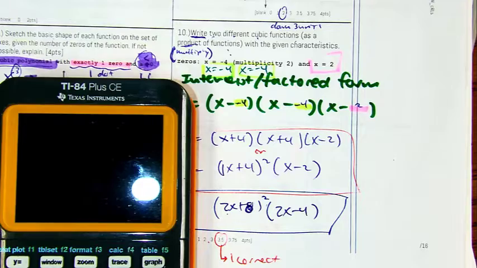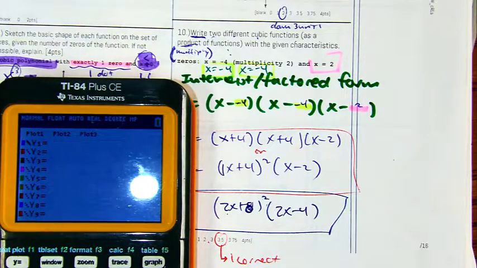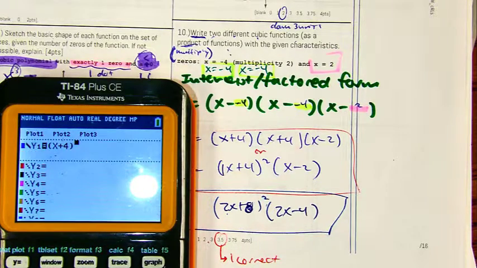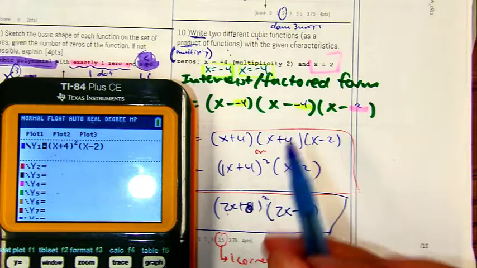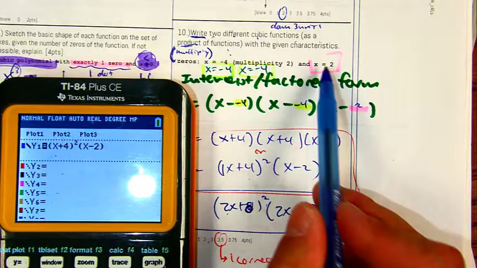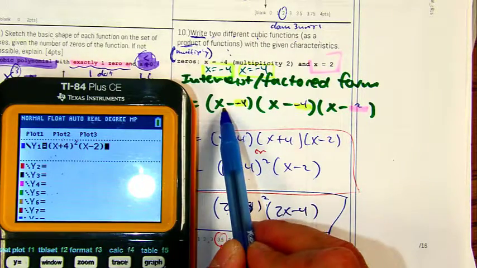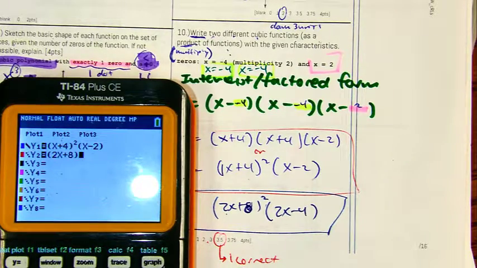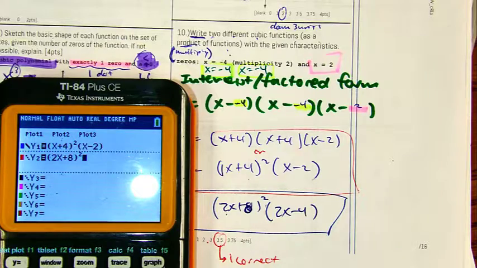Let's see if I can punch that in really quickly. x plus 4 squared, and then x minus 2. As I'm punching this in, the common mistake is probably going to put x minus 4s, and then maybe an x equals 2. They didn't realize that the formula has x minus. And then 2x plus 8, and then I doubled that one, 2x minus 4.